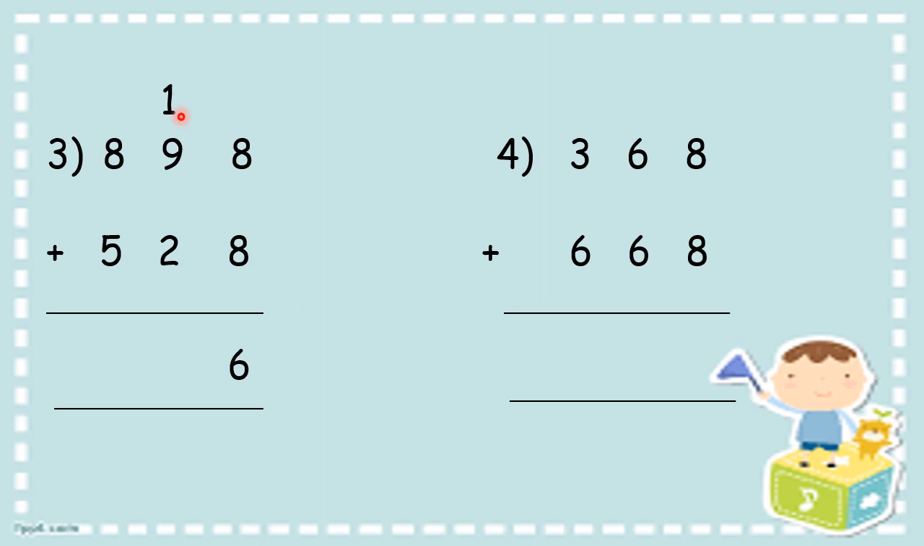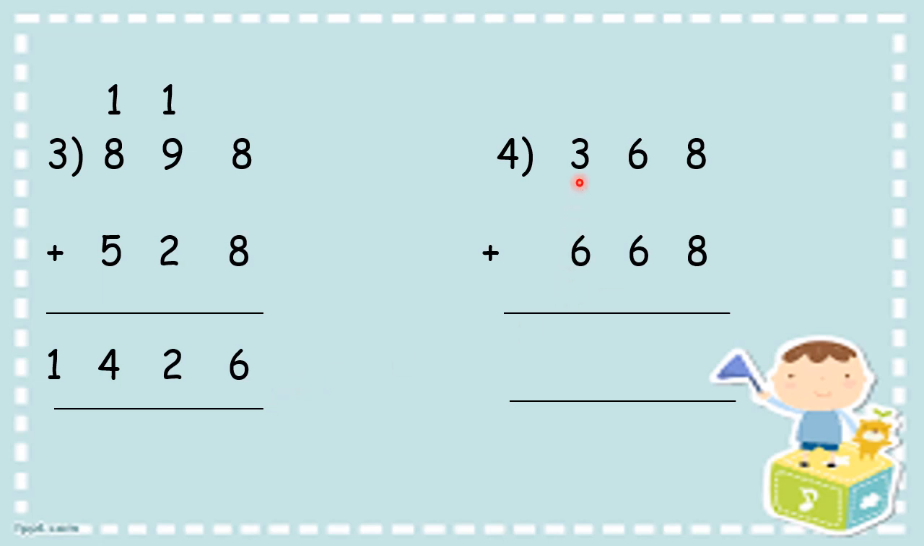So 1 plus 9 plus 2 is equal to 12. In 12, how many tens are there? 2 tens and 1 hundred are there. So 2 tens has to be written in tens place and that 100 has to be carried over to the hundreds place. Now we have to add hundreds column values. So 1 plus 8 plus 5 is equal to 14. In 14, 4 hundreds are there and 1 thousand is there. So we have to write 4 in hundreds place and 1 in thousands place. So the answer is 1426.